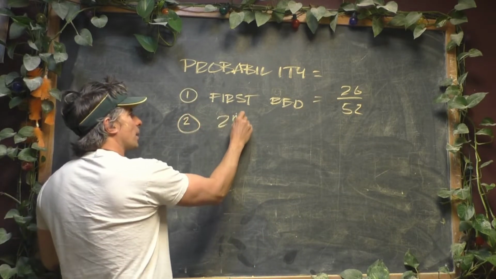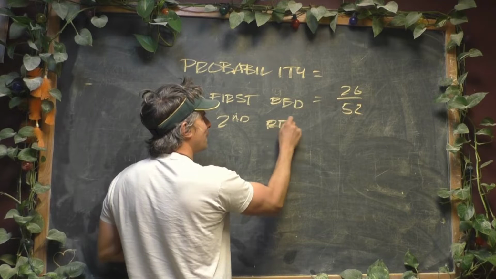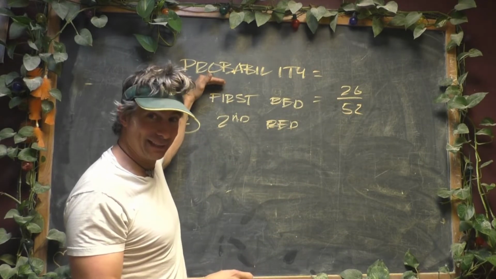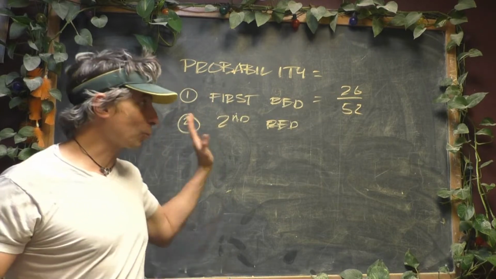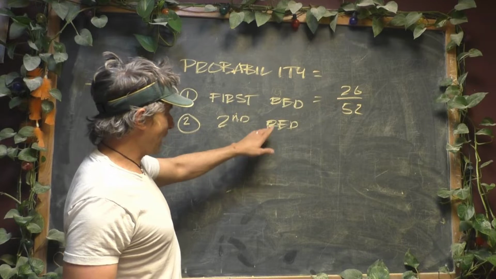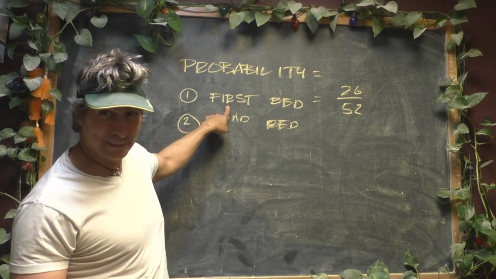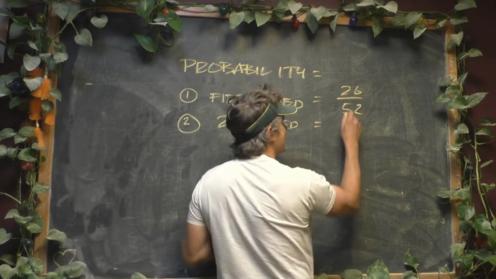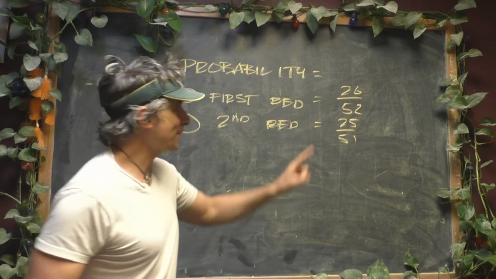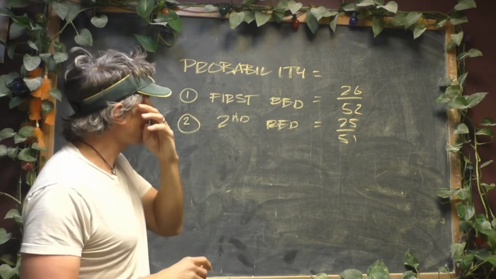The second card being red, assuming that the first one was red, that's the key. I'm not going to write that here. We'll write it down in the project next week. The second card being red, assuming that the first one was red, is 25 out of 51.